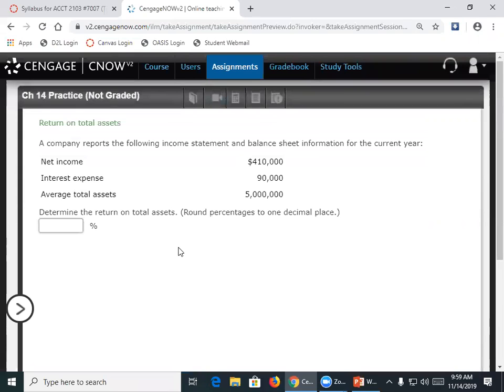So 410 plus 90, so 500,000 divided by 5 million. Well, that one's pretty easy, right? It's 10%. And again, the higher this ratio is, the better.